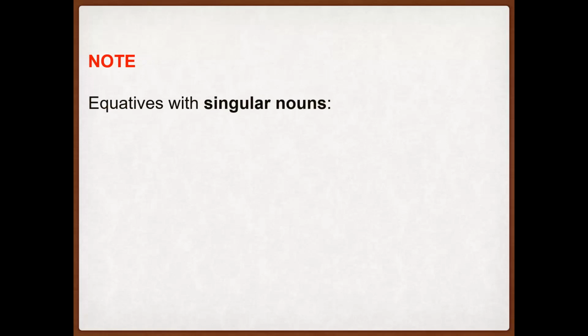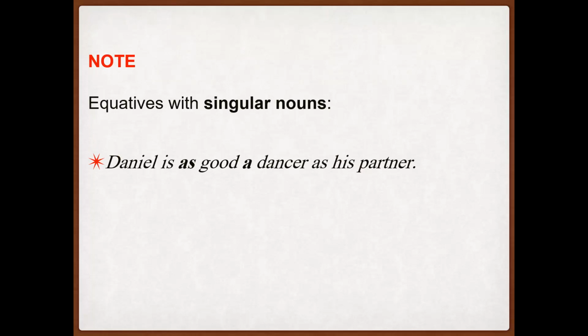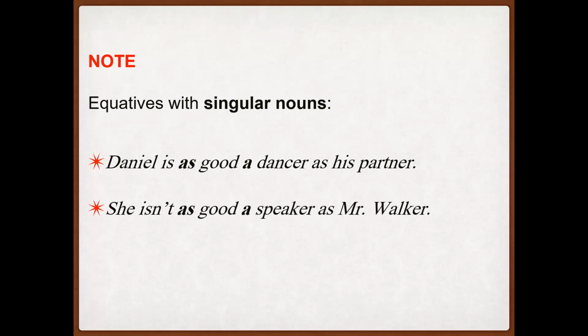The use of equatives differs with singular nouns. Therefore, the form used is changed into as plus adjective plus article a plus singular noun. For example, Daniel is as good a dancer as his partner. She isn't as good a speaker as Mr. Walker.